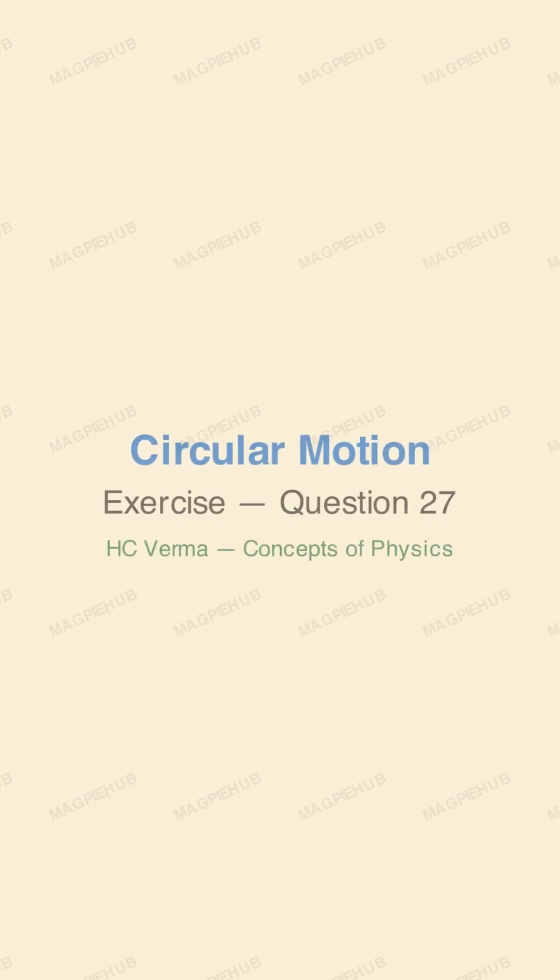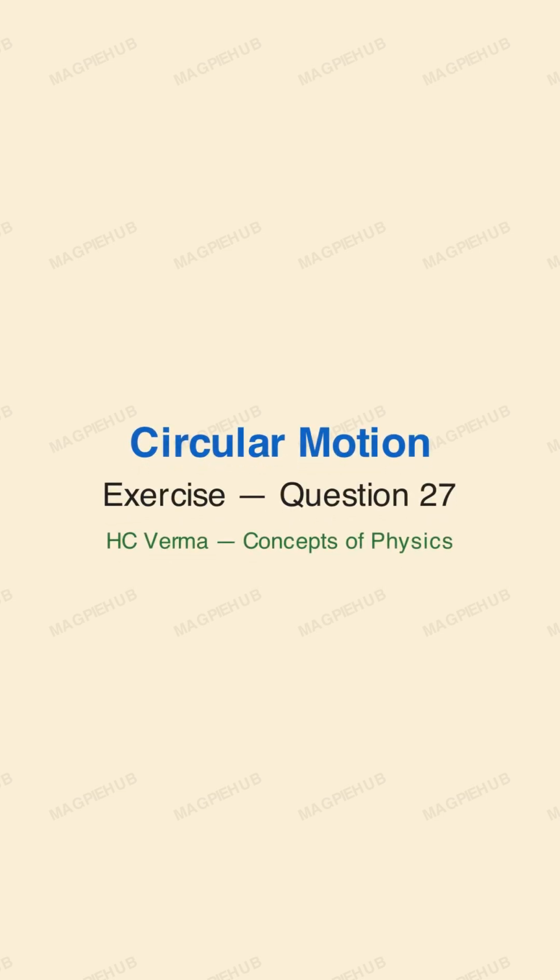Circular motion, exercise question 27, from H.C. Verma. Here is the setup. We have a top-down view of a cylindrical room of radius r. A block of mass m moves along the inner wall. The floor is perfectly smooth, so there is no friction from the floor. But the wall exerts a normal force N pointing inward, providing the centripetal force.